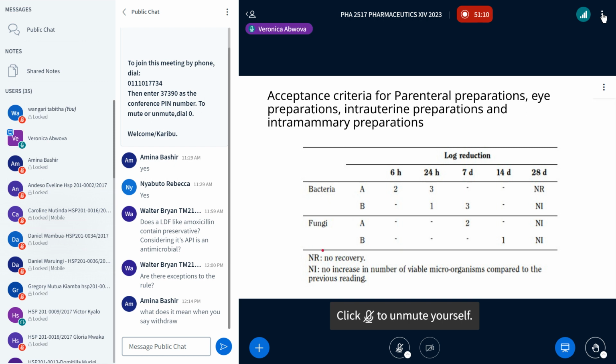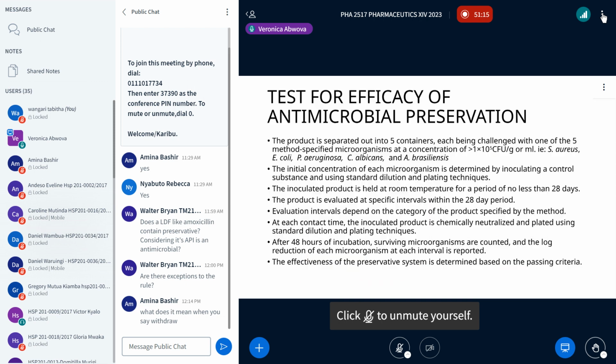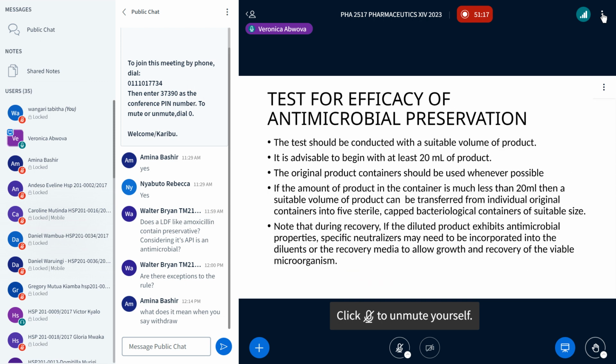So let's go back to this slide. Assuming you have a 20 ml product, you added your inoculant, because this product is preserved. What do you want to see? I'm answering the question that is on the chat. What does it mean when you say withdraw?